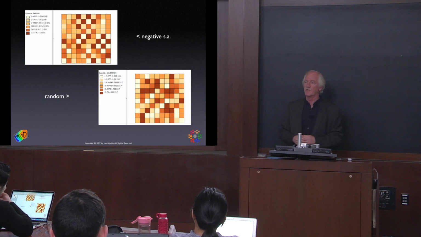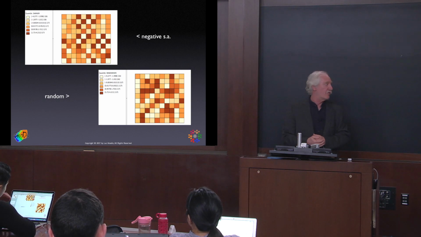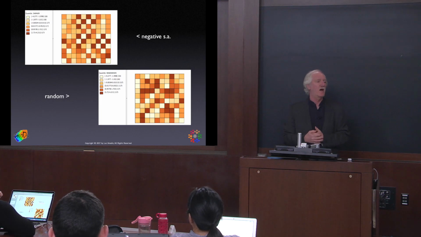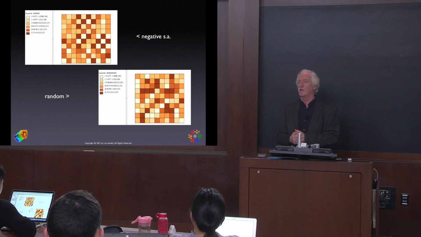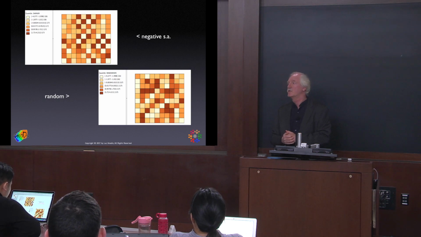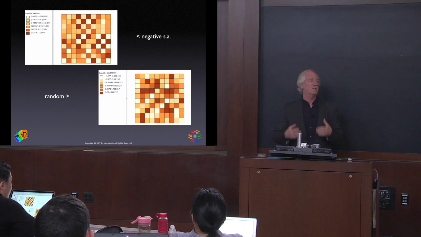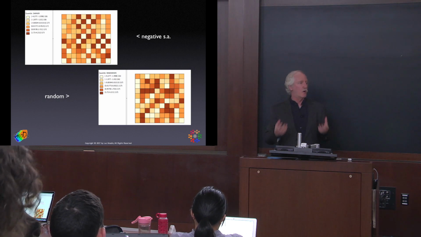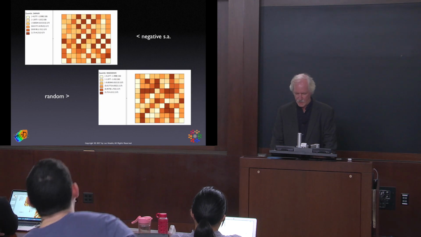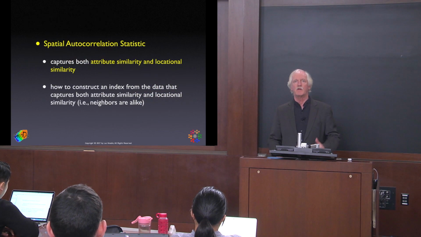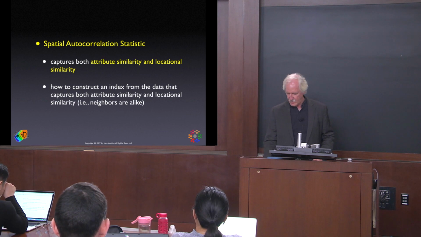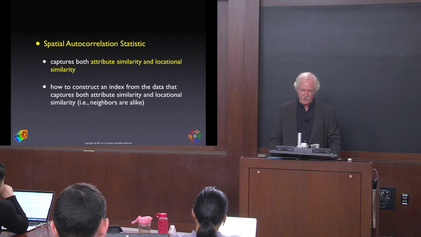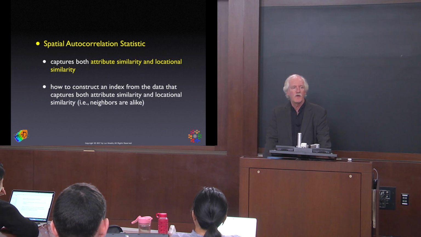If you ignore my annotations, try to honestly for yourself tell the difference between these two patterns. One is random by construction. The other one has a very high degree of negative spatial autocorrelation. So this is where the test statistics come in. This is where the modeling comes in, to be able to quantify and to detect these patterns. And so the concept of a spatial autocorrelation statistic is really something that combines the notion of attribute similarity and locational similarity.